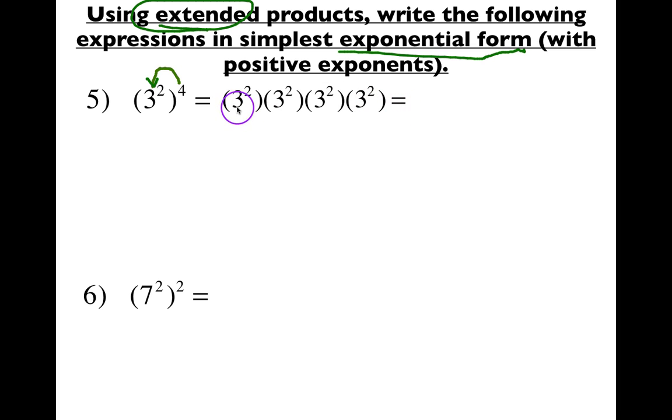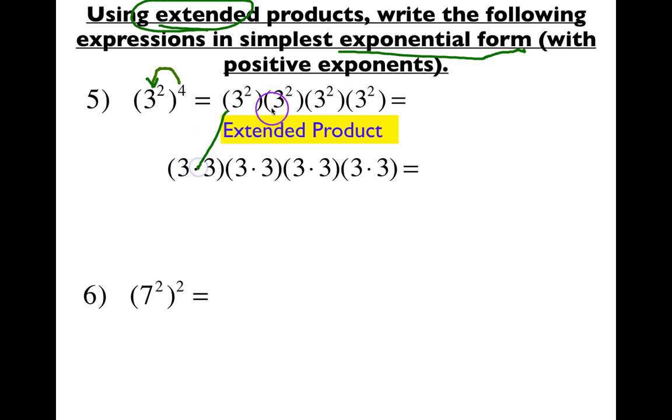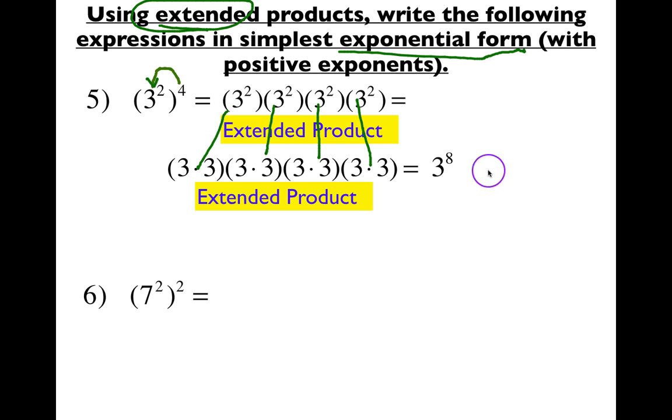At this point, I'm going to go ahead and extend each 3 squared. Okay, so this is the 3 squared, this is 3 squared, 3 squared, 3 squared. So altogether, I have a total of 2, 4, 6, 8. So I'm going to rewrite that as 3 to the 8th power.